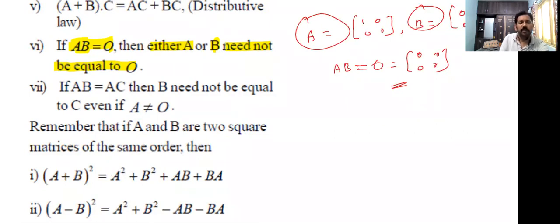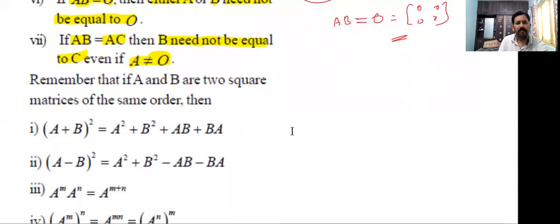Next, another important point. If AB is equal to AC, then B need not be equal to C, even if A is not equal to 0. Generally in algebra, A is cancelled and we write B is equal to C. But in matrices, it is not like that. AB equal to AC does not mean B equals C. Sometimes equal, sometimes not equal. These two points are very, very important.